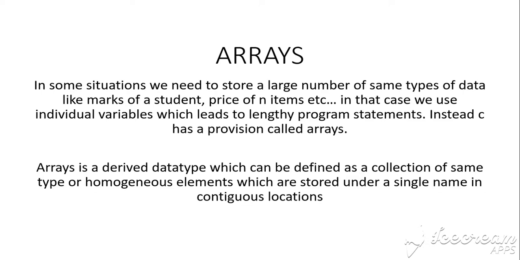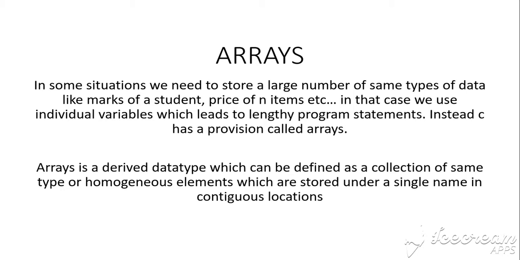And what is the peculiarity of an array? These whole elements are given a common name. Suppose we are storing the average marks of n different students. The whole n average marks are given a common name, average. So this array will have a collection of elements, and all these elements will have the same name.